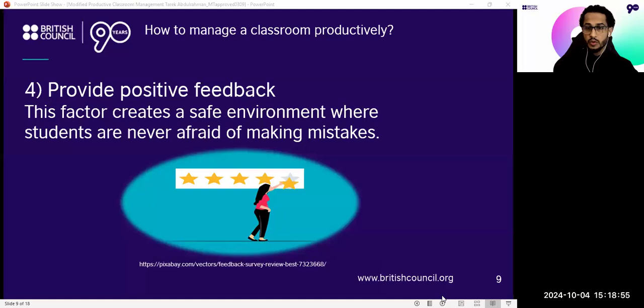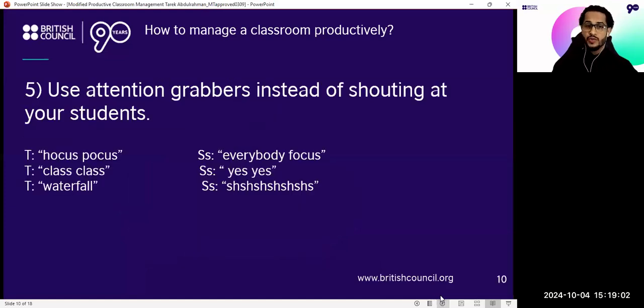Now, let's move to number 5. Attention grabbers. Okay, this is a really important thing. Let me ask you a question, but be honest in the chat box. If you want to attract your students' attention after a task is over, or because they're talking together and you want them to pay attention to you, how do you do this? Honestly, in the chat box.